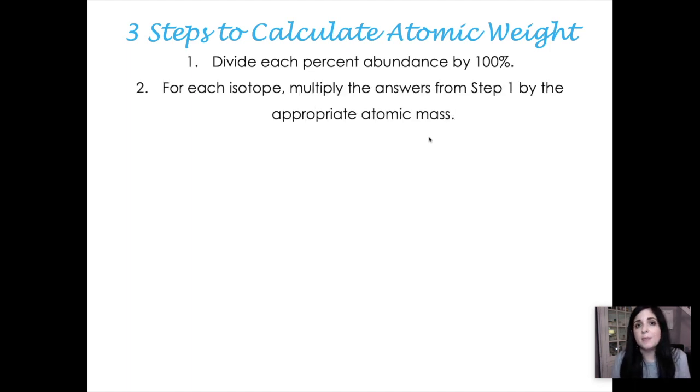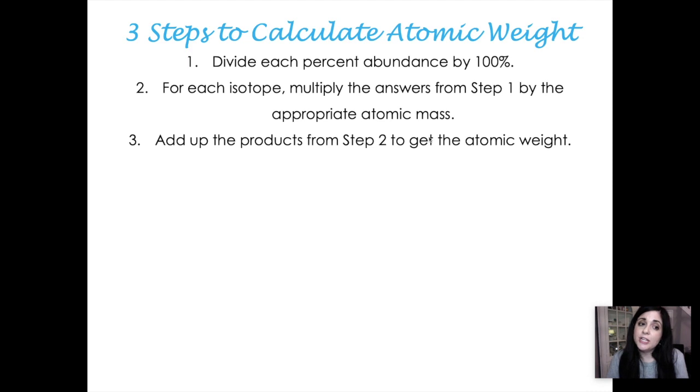The second step is for each of those isotopes, you want to multiply your answer from step 1 by the appropriate atomic mass. So you're going to be given the atomic mass. So you might be given all of the isotopes present for a sample, and you are given their masses. So whatever mass corresponds to that percentage, you're going to multiply those two values together.